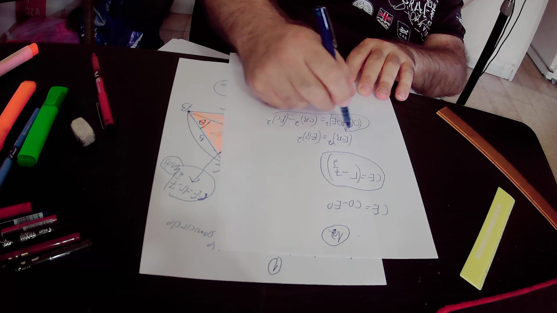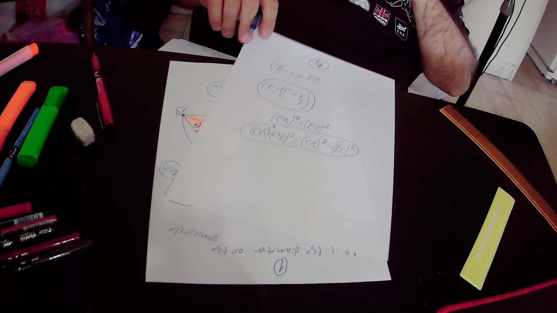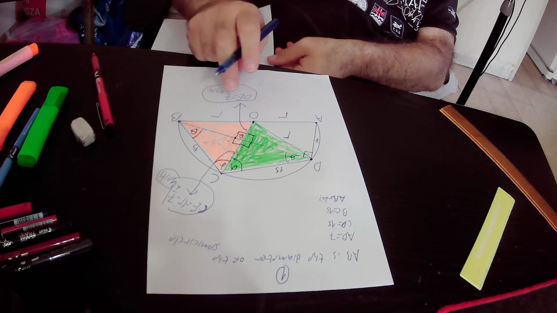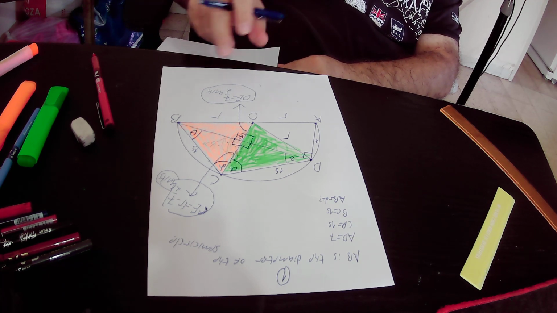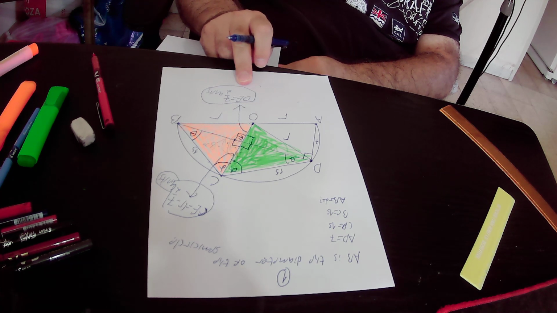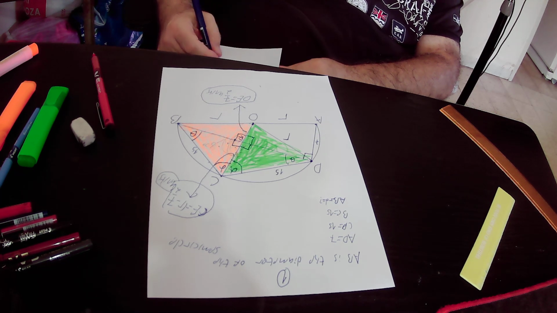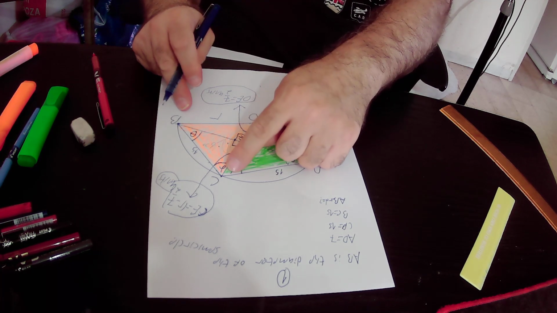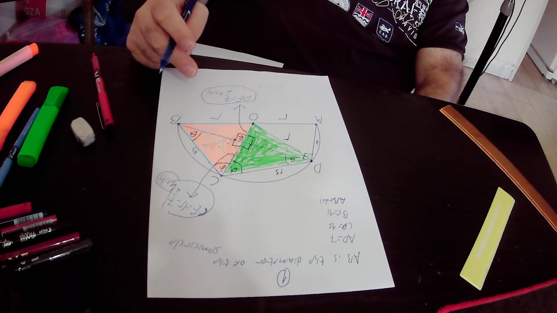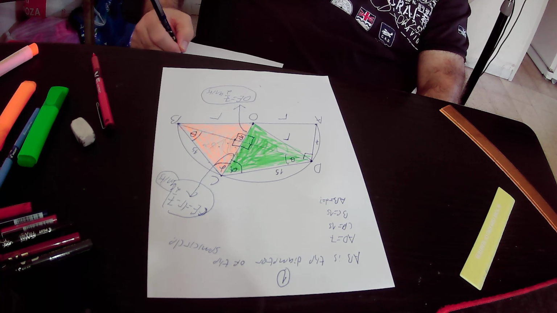Okay, so we got this equality, but what is the value of OB? OB equals R, so OB squared is R squared. What is the value of OE? OE equals 7 over 2 units, so OE squared will be equal to 7 over 2 squared. 7 over 2 squared is 49 over 4. And what is the value of CB? CB equals 15 units, so CB squared is 15 squared. 15 squared is 225.